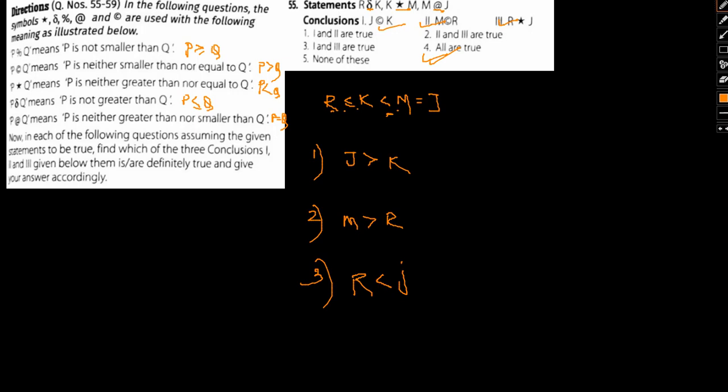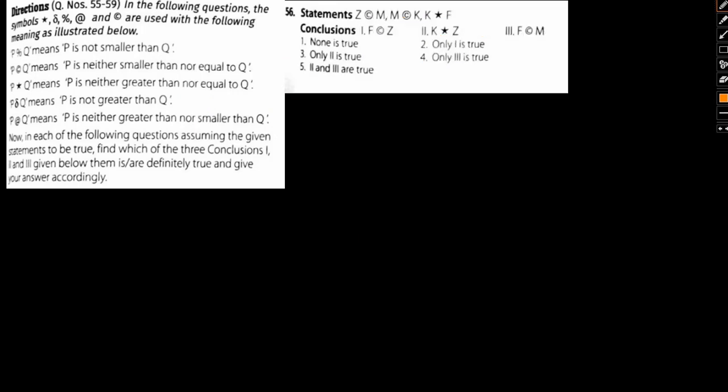Now let us move on to the next question, question number 56. Here, the statement simply means Z greater than Q, Q greater than K, and K less than F, and M greater than K. Now conclusion 1: F c Z, so F greater than Z. Is F greater than Z? No, we cannot say, because if we go through this side we have a blockage over here, so 1 is not true.